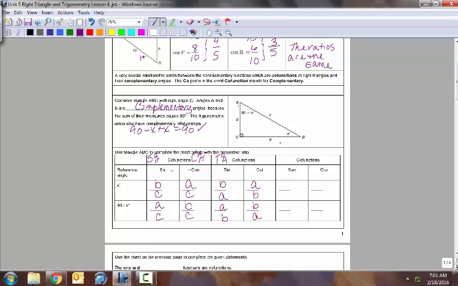And the secant, as you recall, is 1 over the cosine. So I just need to take the reciprocal of these. Instead of A over C, it's C over A. Instead of B over C, it's C over B. Likewise, the cosecant is the inverse or reciprocal of the sine. So instead of B over C, I put C over B.